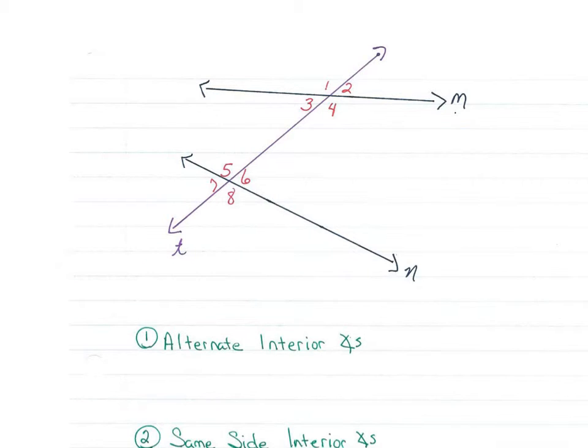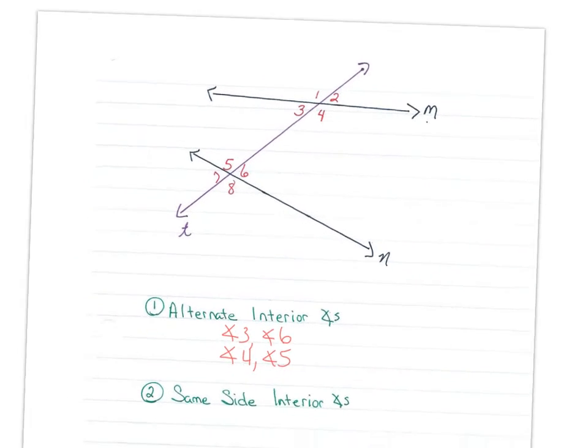Okay. I want to name the alternate interior angles. Shelby, what alternate interior angles do you see? Angle 3 and angle 6. Any more? Will? Angle 4 and angle 5.